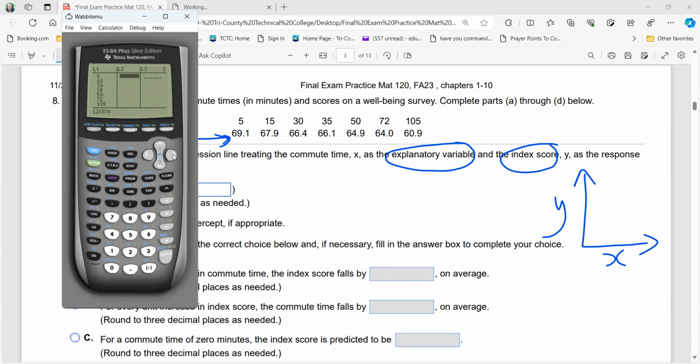Okay, now the response variable. The first candidate there is 69.1. Second one is 67.9. The third one is 66.4. The fourth one is 66.1. The other one is 64.9. The other one is 64 even. The other one is 60.9.